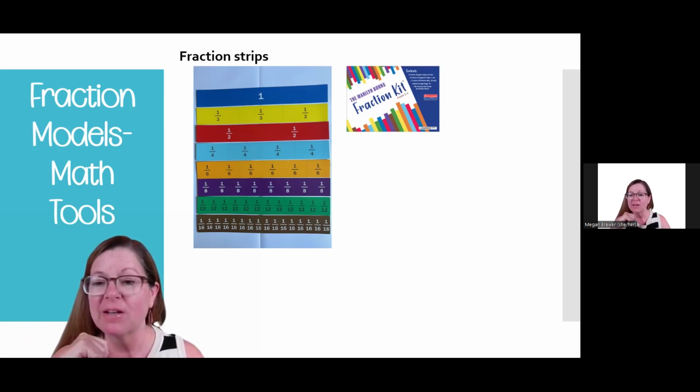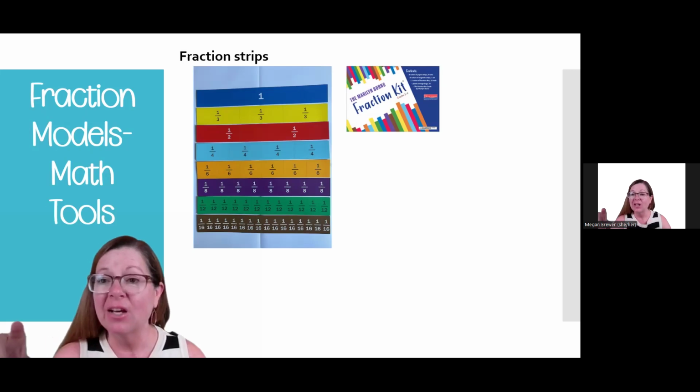Fractions can seem so abstract, but being able to put your hands on them and touch them and see them and compare their size helps you to find equivalency and helps fractions come alive. Our favorite fraction strips are produced by Marilyn Burns. The Marilyn Burns fraction kit contains magnetic strips of fractions.